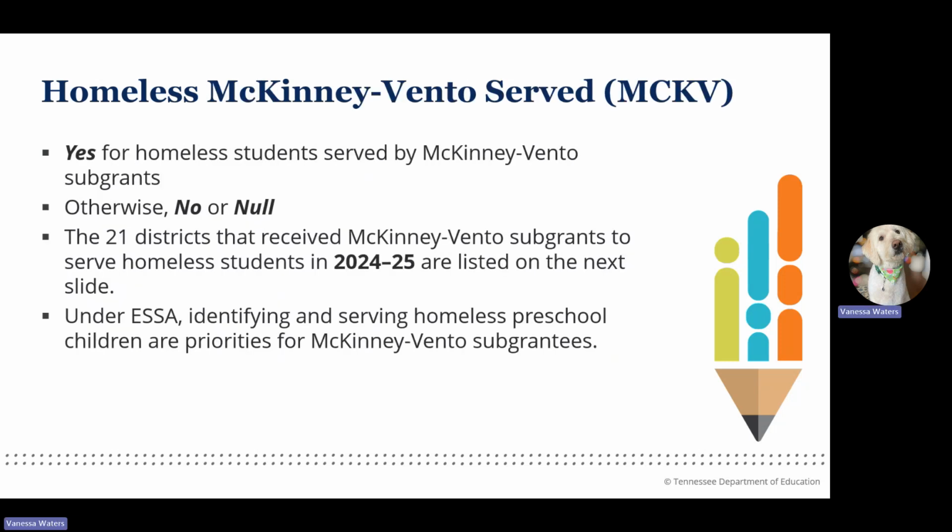So let's look at coding students served with McKinney-Vento subgrant funds. You're going to mark yes for homeless students served by McKinney-Vento subgrants, otherwise no or null. The 21 districts that receive McKinney-Vento subgrants to serve homeless students in 24-25 are listed on the next slide. Under ESSA, identifying and serving homeless preschool children are priorities for McKinney-Vento subgrantees, and homeless programming.